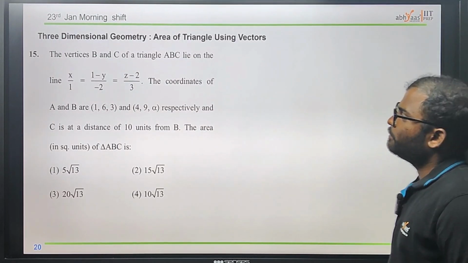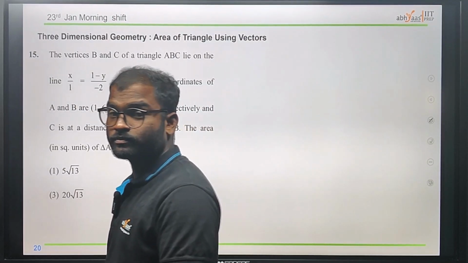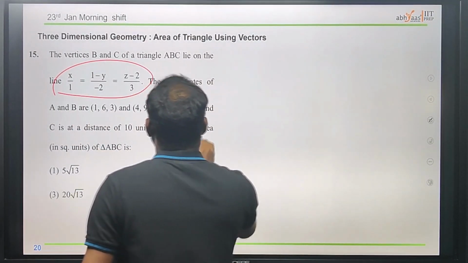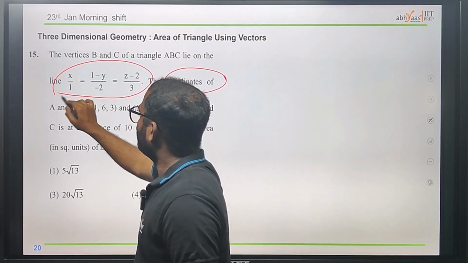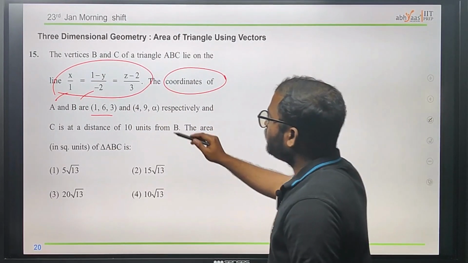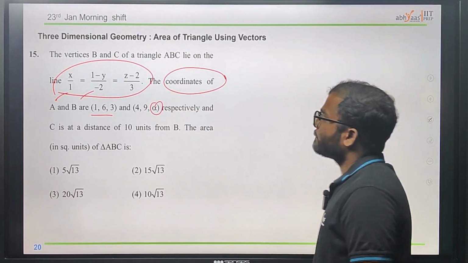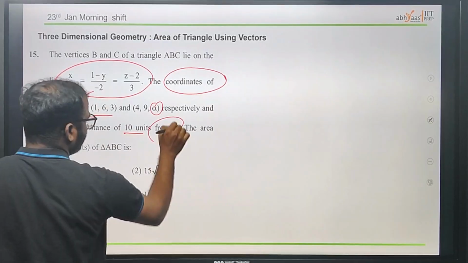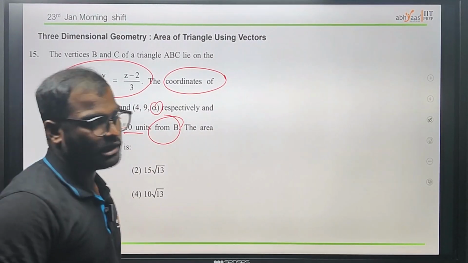Okay, now based on 3-dimensional geometry, we have this question. They have given one line, and also the coordinates of A and B. These points A and B are given respectively, and here we don't know alpha. C is at a distance of 10 units from B. Then we need to find the area of triangle ABC.